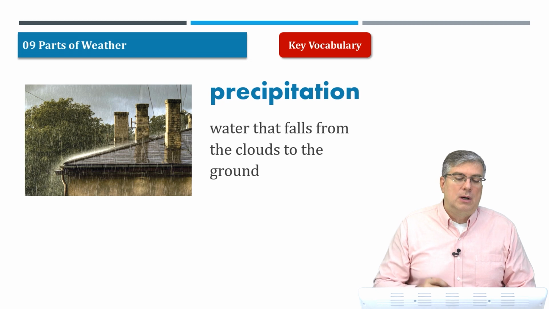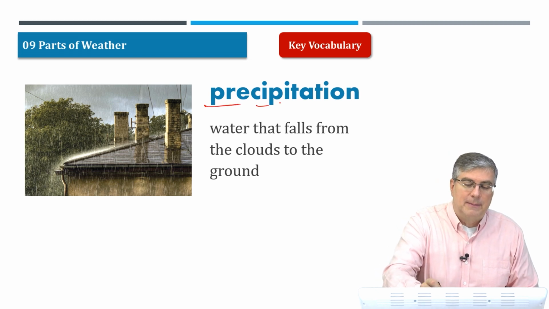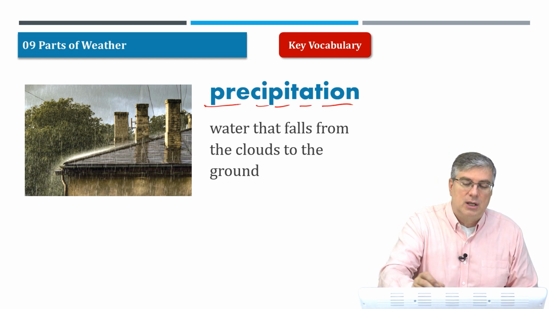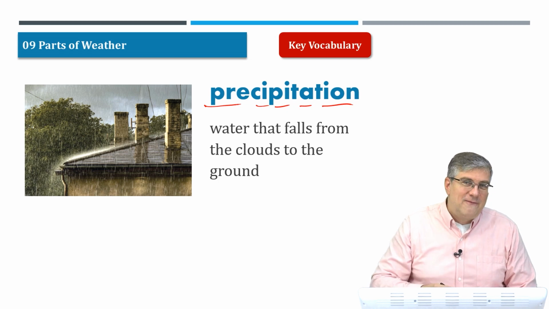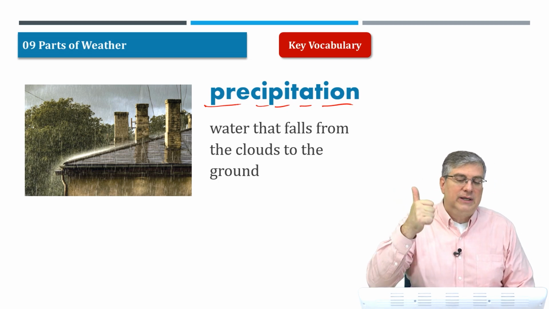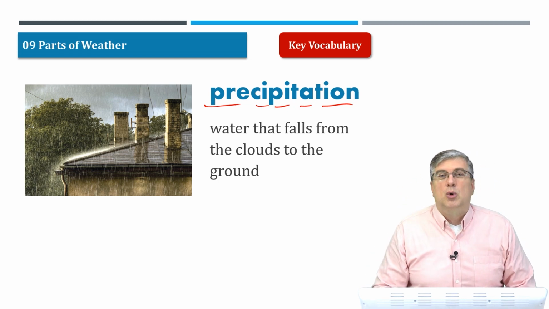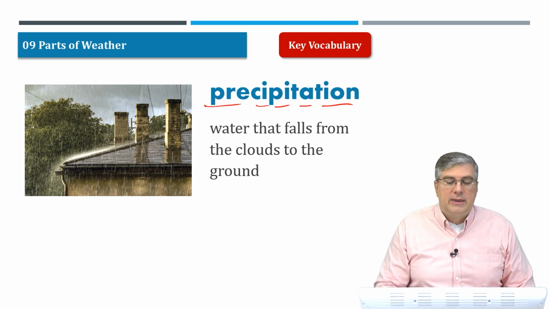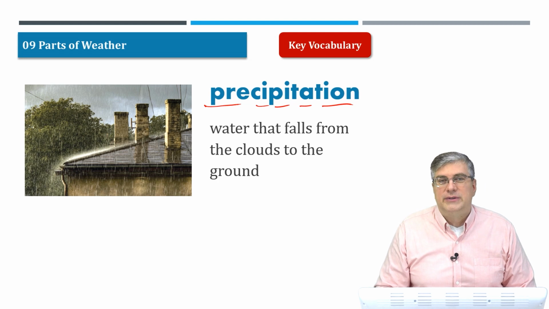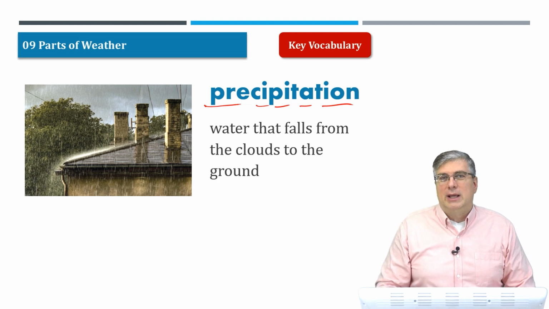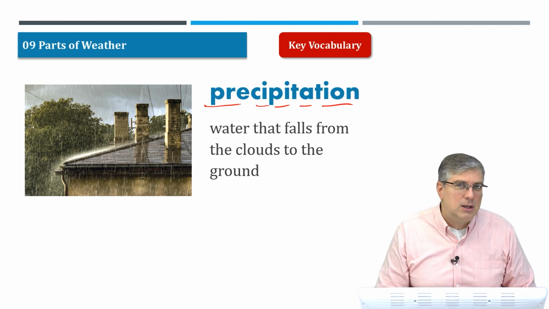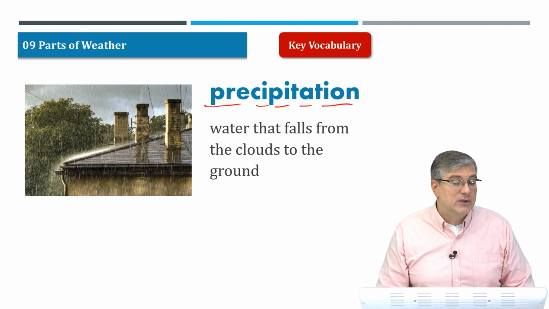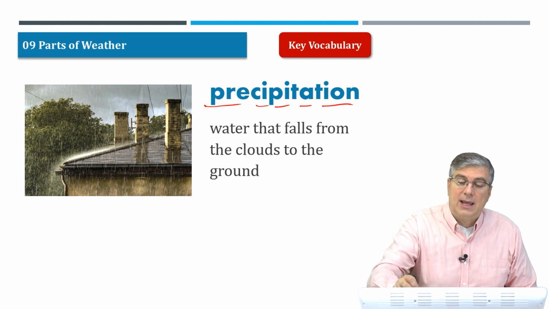Precipitation. Wow, what a big word. Precipitation. 1, 2, 3, 4, 5 syllables. Precipitation. Precipitation is water that falls from the clouds to the ground. And guess what? The word we just learned, hail, it's ice, that's frozen water. So hail is a type of precipitation.